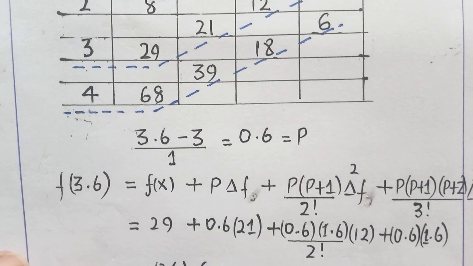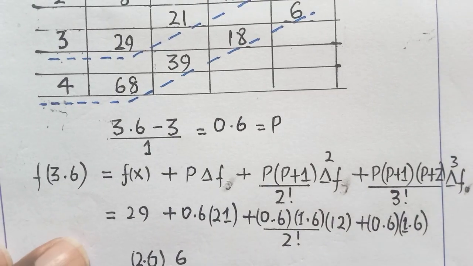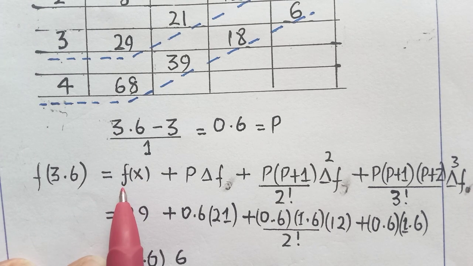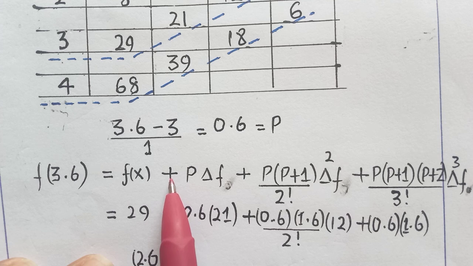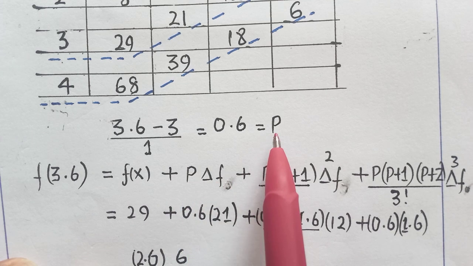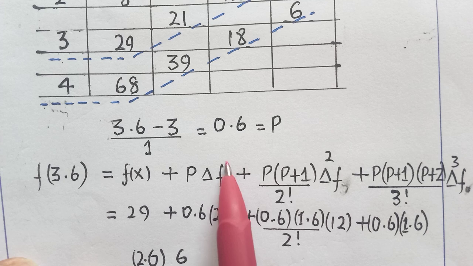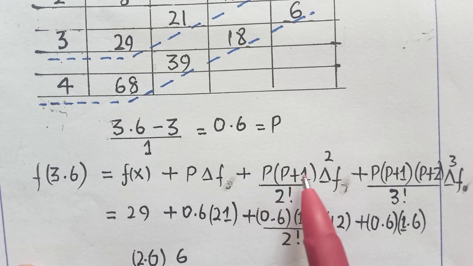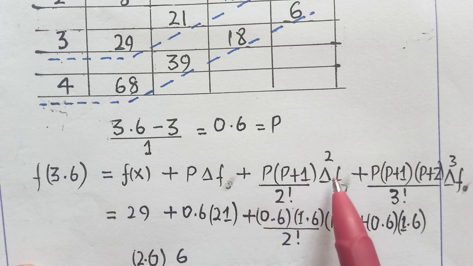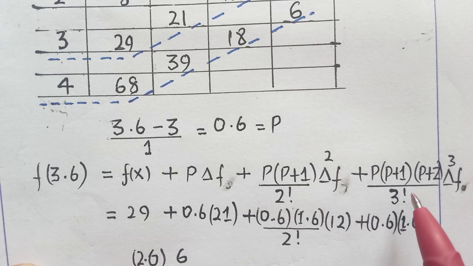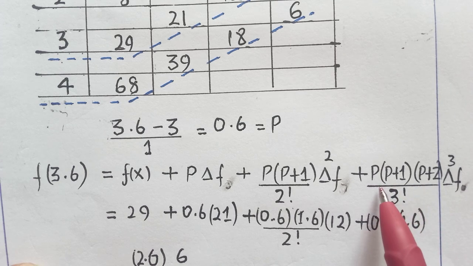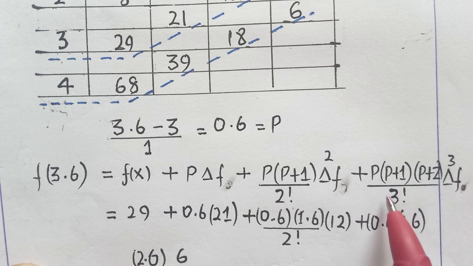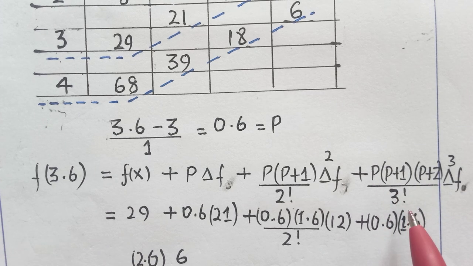From there, guys, we come and now use our formula. And the formula for backward is as shown. We have f(x) here, then plus p, which is now our fraction, multiplied by the first derivative, then plus p into bracket p plus 1 all over 2 factorial, you multiply by the second derivative, and then for the third derivative, it is p(p plus 1)(p plus 2). You multiply all that and you divide by 3 factorial.